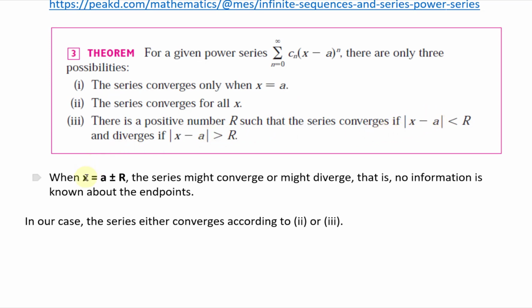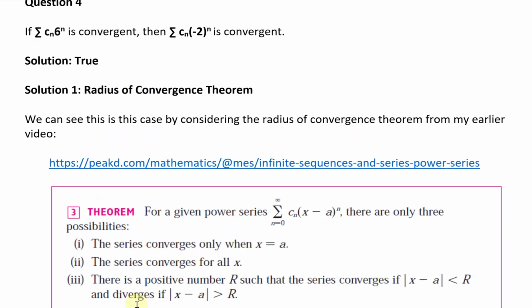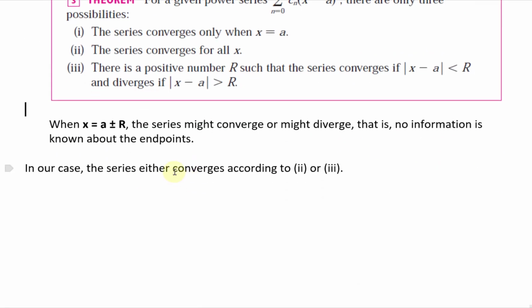But when x equals a plus or minus r, so at the actual endpoint, the series might converge or might diverge. That is, no information is known about the endpoint. So when the absolute value of x minus a is equal to r, you can't really tell. You have to do that other ways. You can't use this theorem there. So let's take a look at our case.